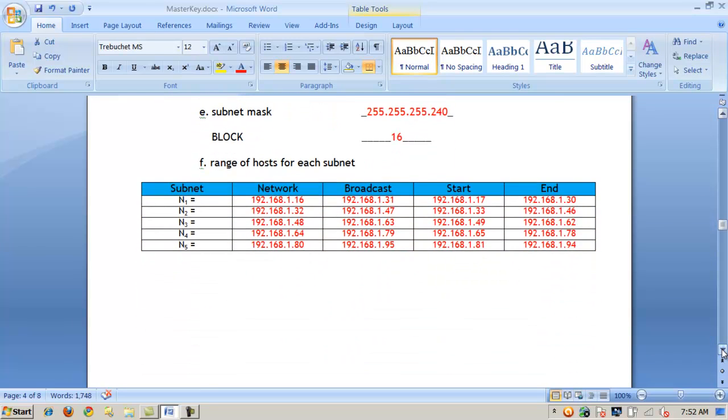And if we come down here, again, based on the block value, the network would be 16, 32, 48, 64, and 80. Since our block is 16, the broadcast is one less from each preceding network. So if the next network is 32, then the broadcast of this one's 31. And then that makes it easy to find the range. The first valid IP, I'm going to add 1 to the network. And the last valid IP, I'm simply going to subtract 1 from the broadcast. Okay.